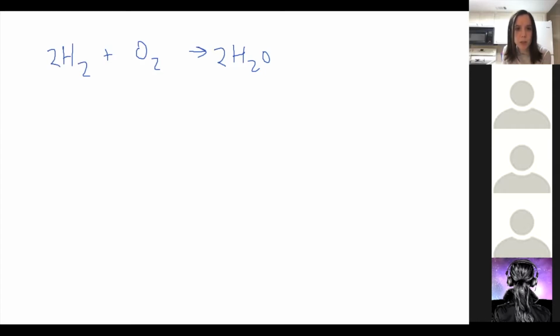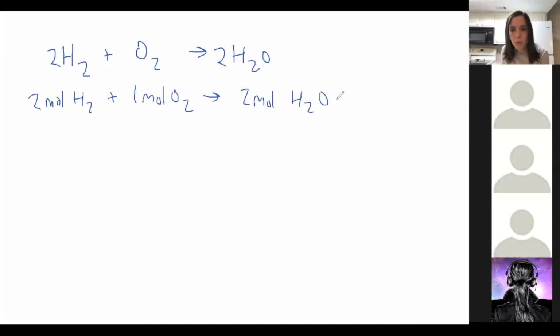So I said yesterday that you can think of it this way, that the number in front of here can represent a number of molecules. So we could say, well, we have 2 H2s reacting with 1 O2 to create 2 H2O molecules. Or we could say that we have 2 moles of H2 reacting with 1 mole of O2 to create 2 moles of H2O. And that's a more useful way to think of it.